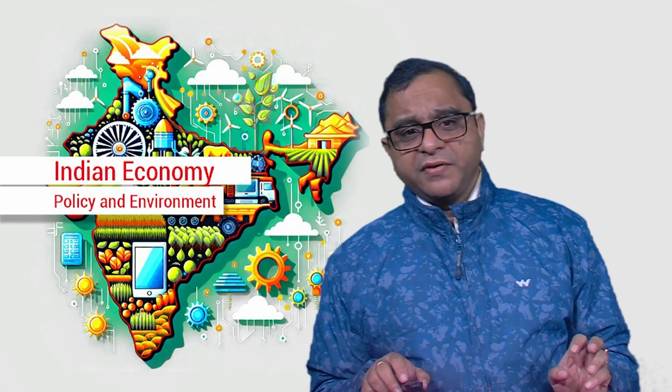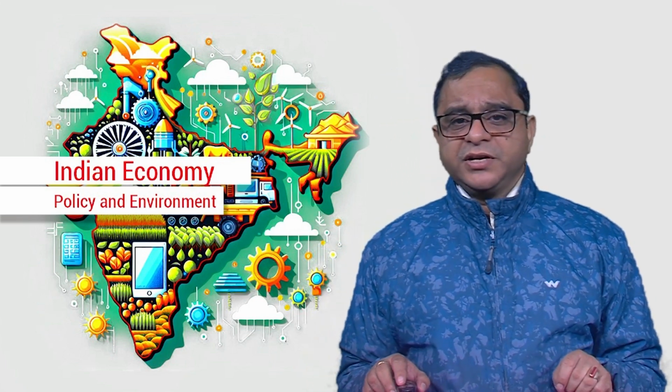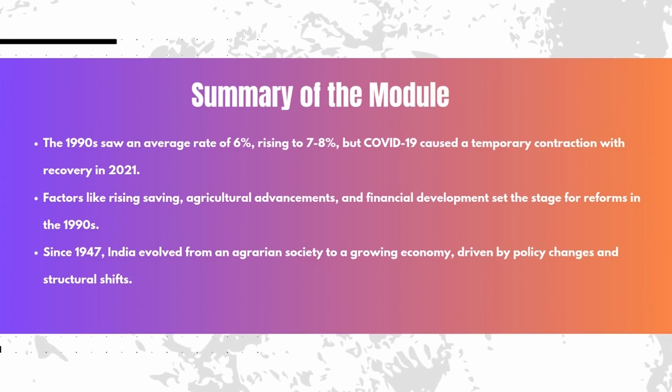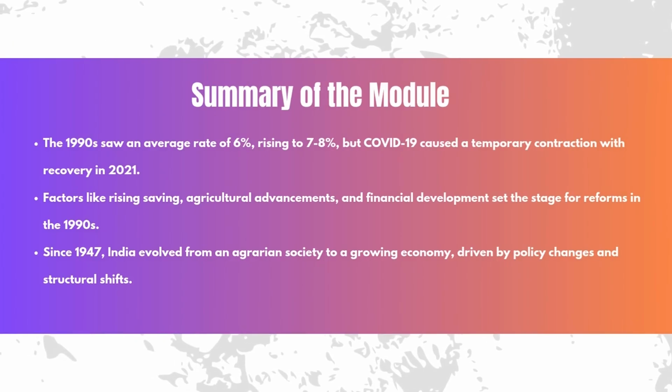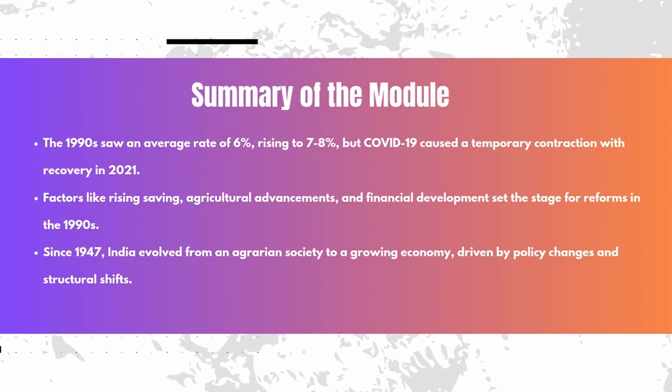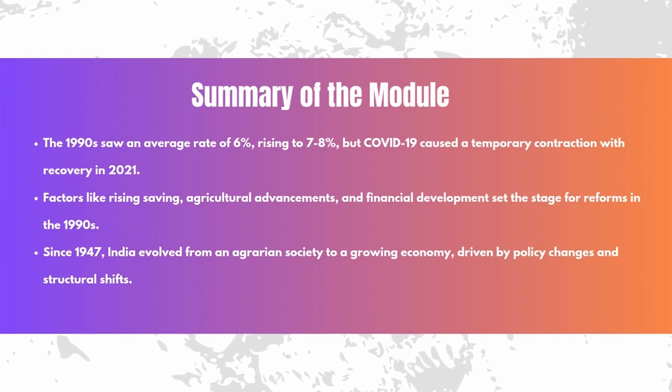The 1990s saw an average rate of 6%, rising to 7 to 8%, but COVID-19 caused a temporary contraction with recovery in 2021. Factors like rising savings, agricultural investment, and financial development set the stage for reforms in the 1990s. And since 1947, India evolved from an agrarian society to a growing economy, driven by policy changes and structural shifts.